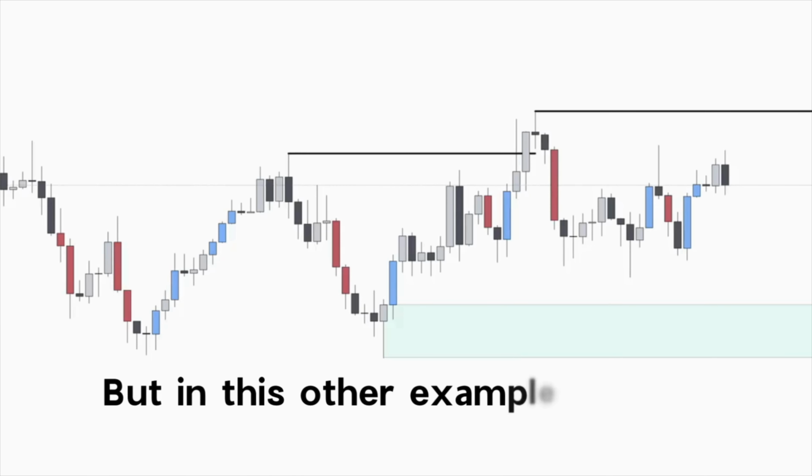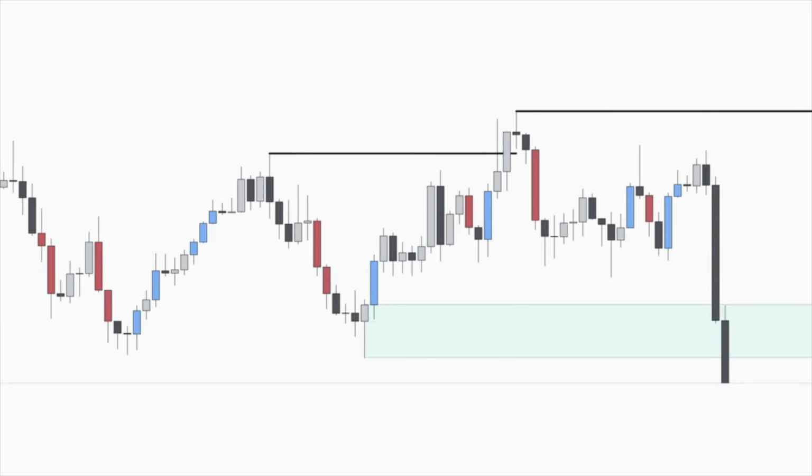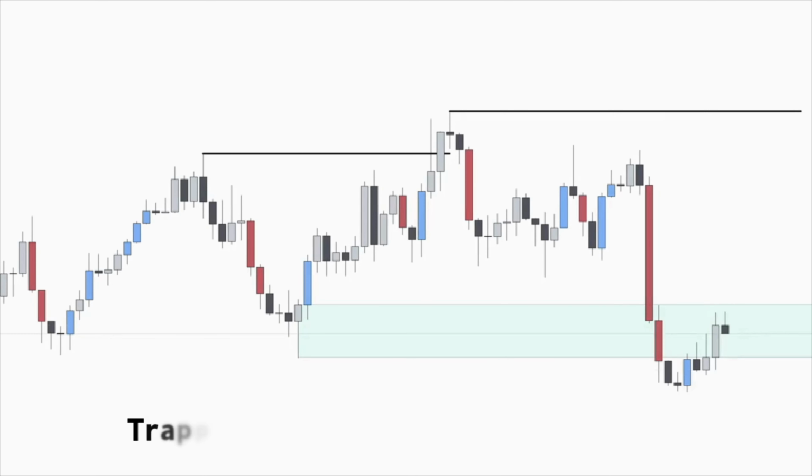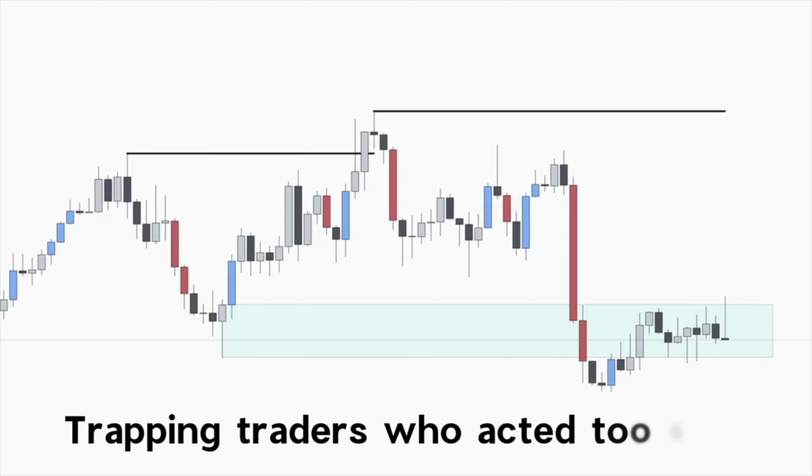But in this other example, you can see a fake out where price quickly reverses, trapping traders who acted too soon.